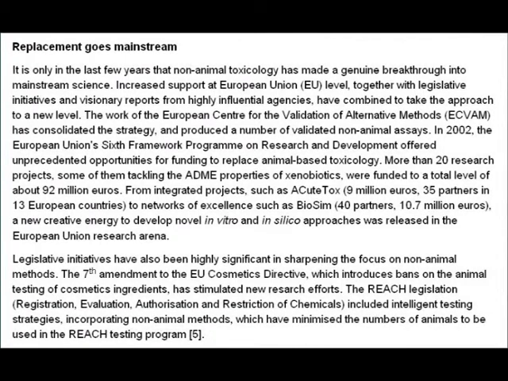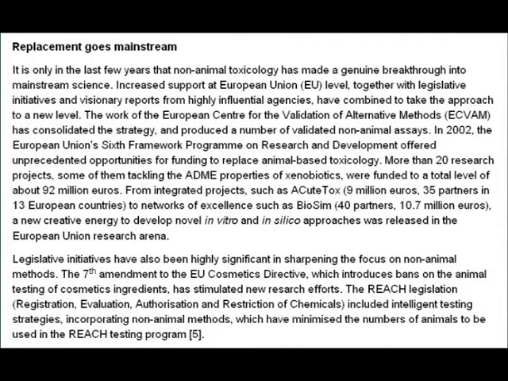It reads, "Legislative initiatives have also been highly significant in sharpening the focus on non-animal methods. The 7th Amendment to the EU Cosmetics Directive, which introduces bans on the animal testing of cosmetics ingredients, has stimulated new research efforts." There's a spelling mistake there.